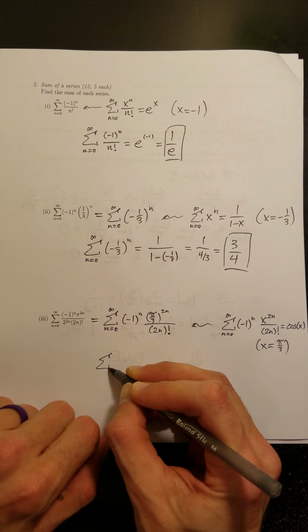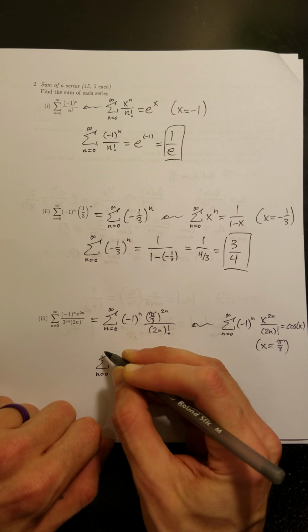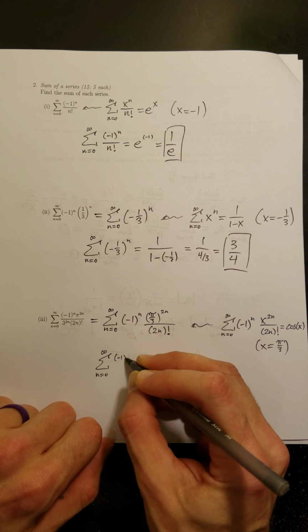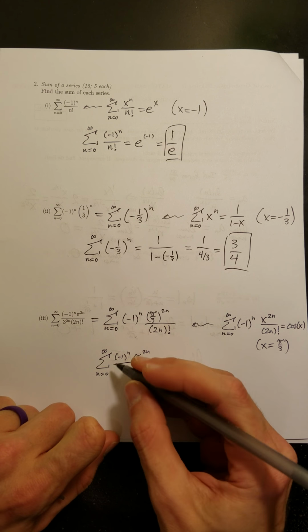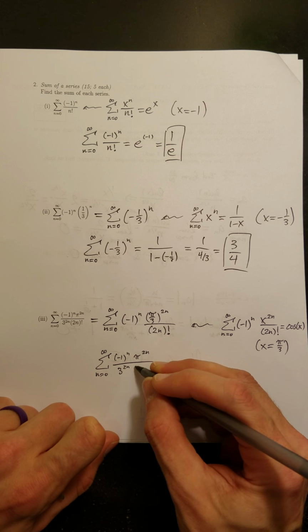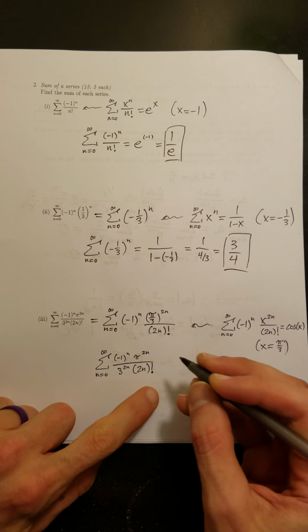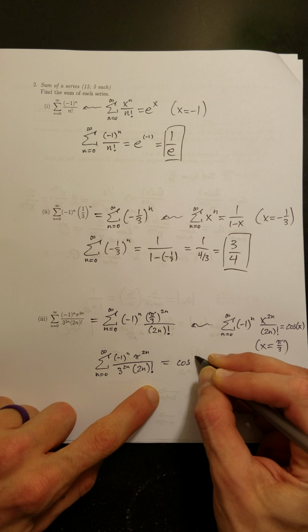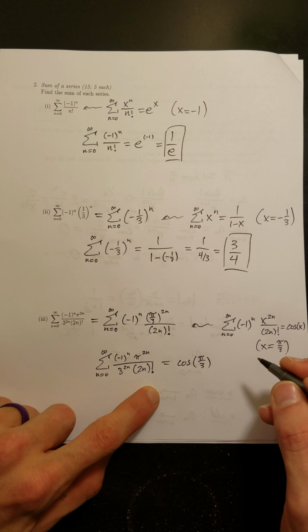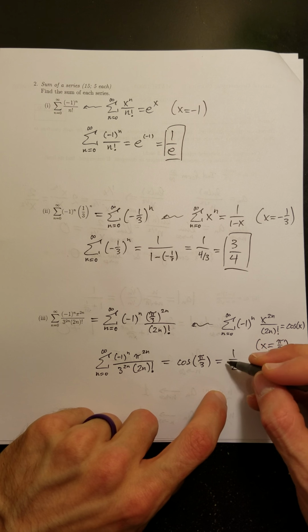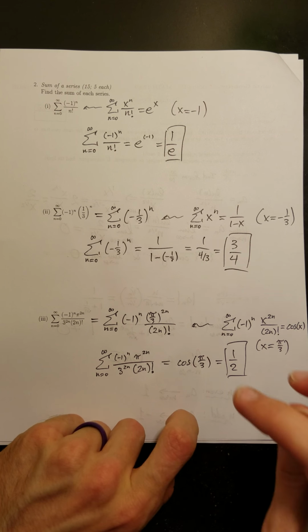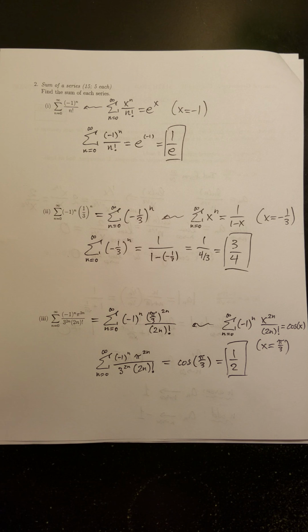And so now we have our series, n equals 0 to infinity, -1 to the n, pi to the 2n over 3 to the 2n, 2n factorial. This is just equal to cosine of pi over 3, but cosine of pi over 3 is just equal to 1/2. So this is the sum of the third series. Okay, and that concludes the second problem, and so we'll go to the third problem next.